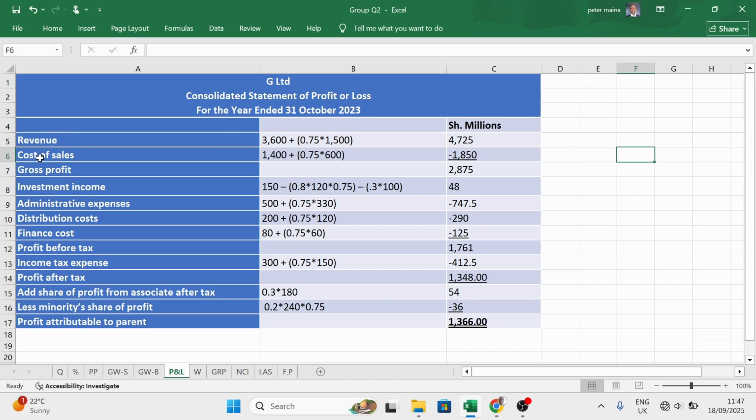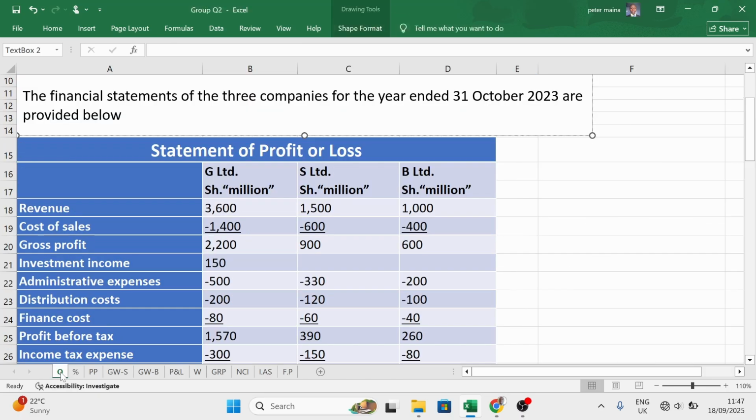You are going to do the same with the cost of sales, and the same with all the expenses, as you record them in this column. The only working here you're going to make is for the investment income. So let us go back to the question. You are given here investment income 150.